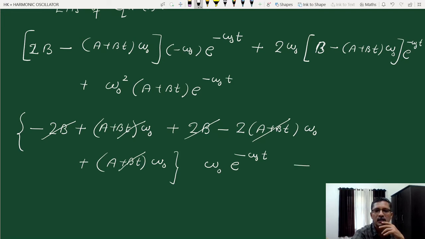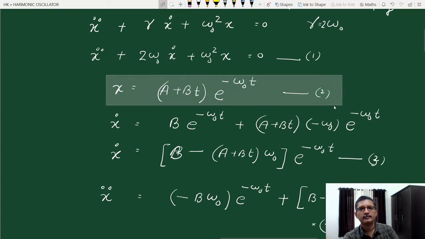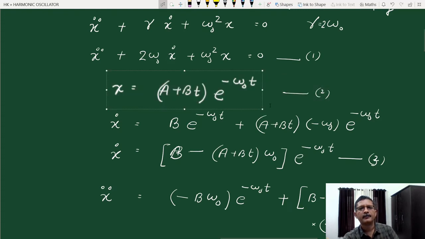So the terms in the curly bracket on the left hand side add up to 0. Zero multiplied by omega 0 e raised to minus omega 0 t is 0, which means that the expression for x in the form of equation 2 is the correct solution of equation 1.